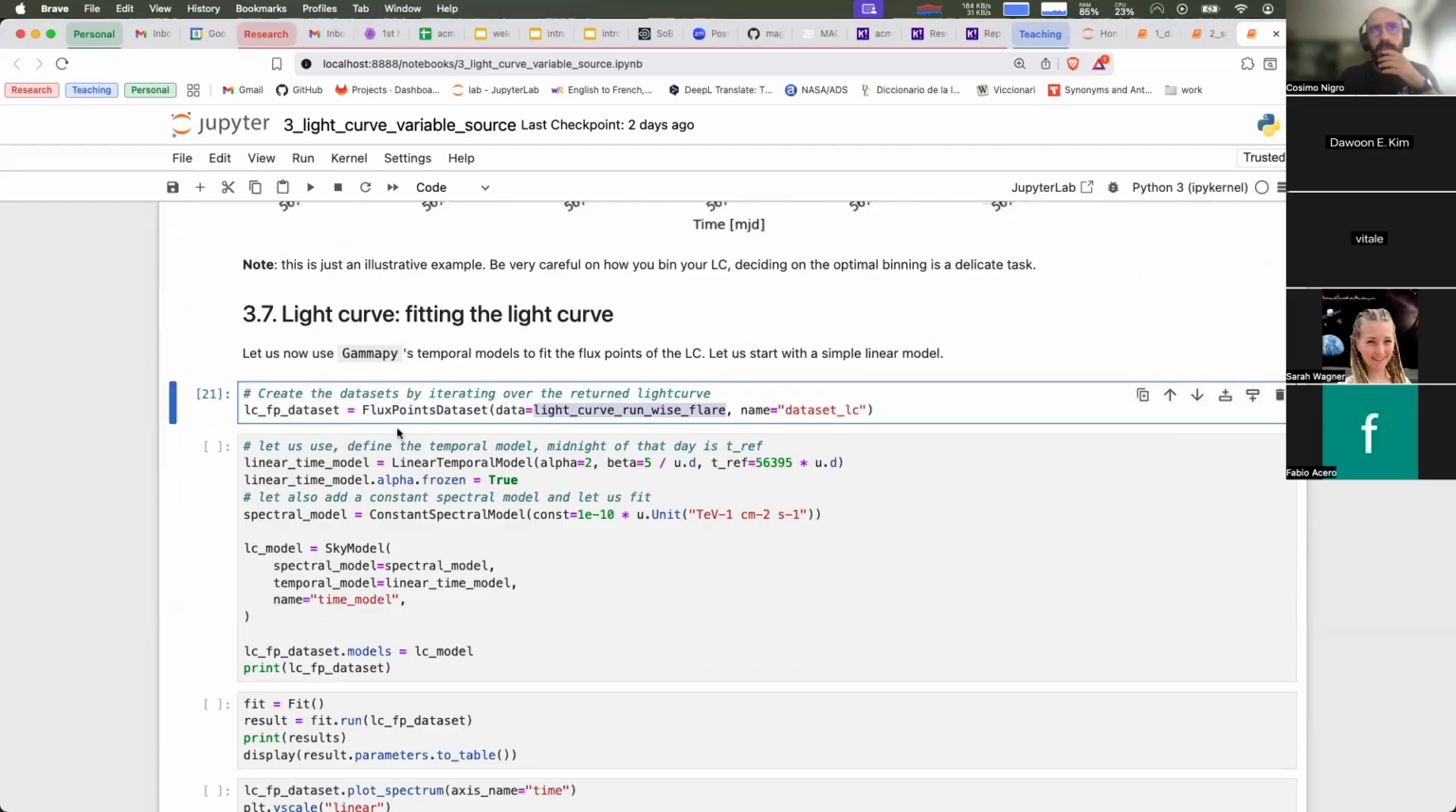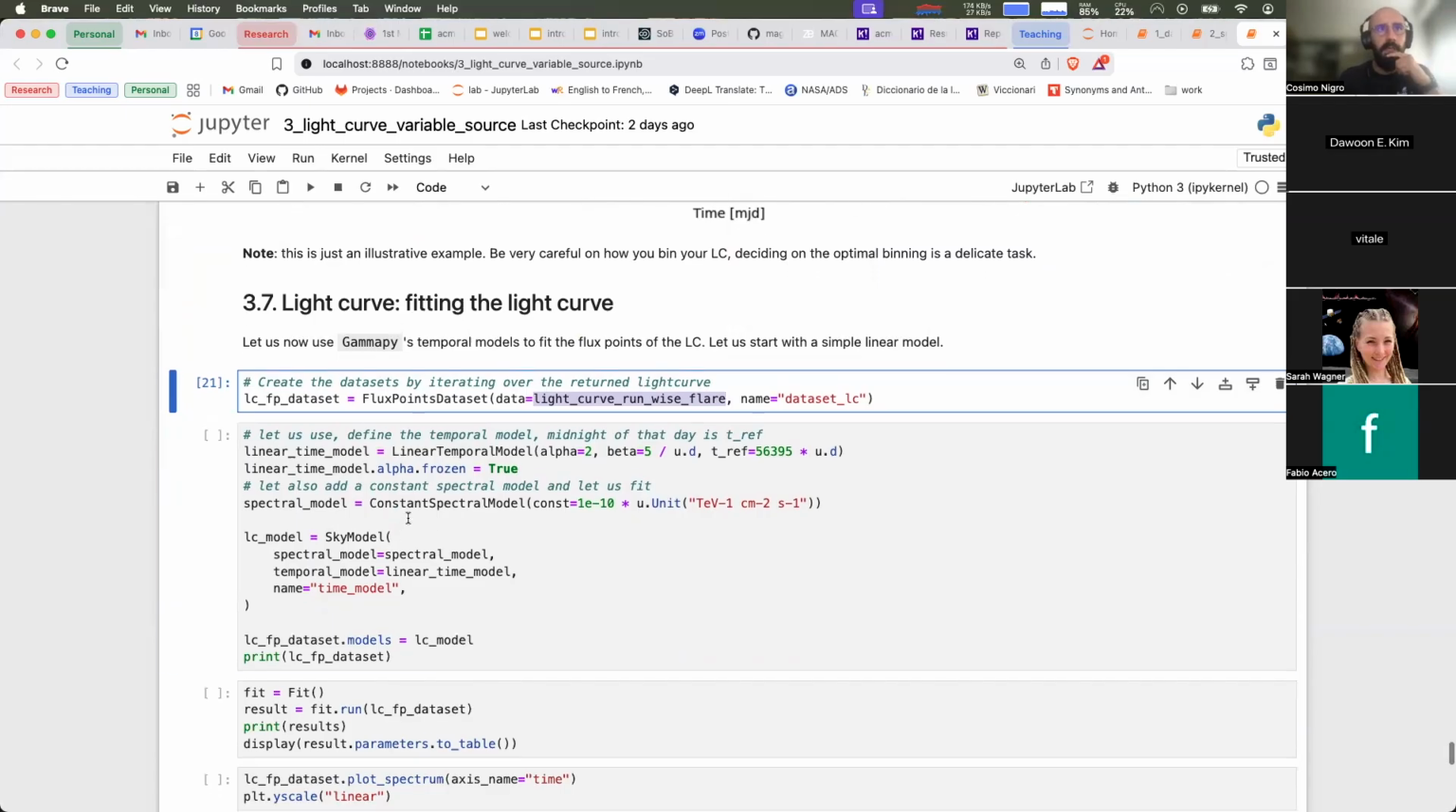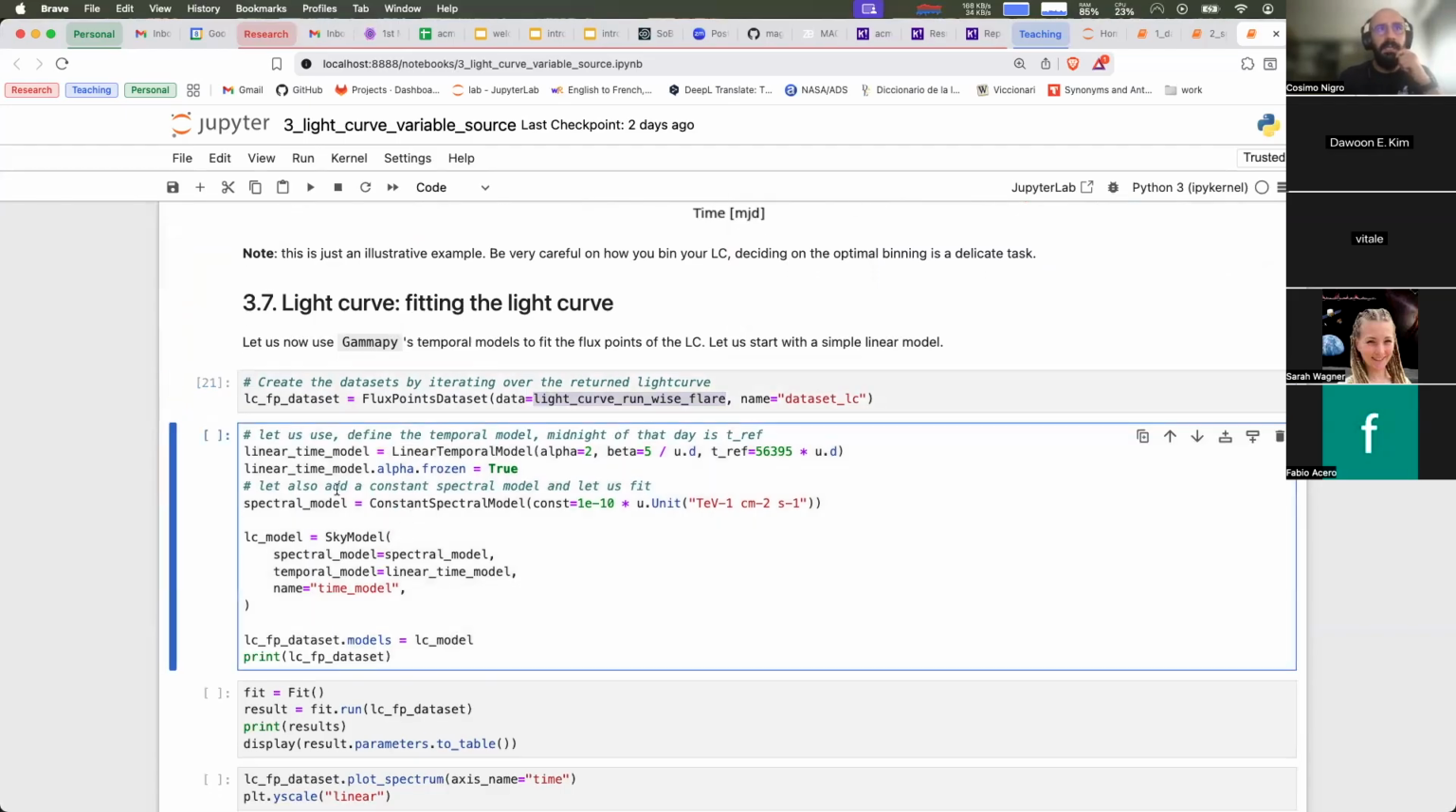So I transform this into a flux point data set. A flux point for Gammapy can be both in energy or in time bins, okay? Then I define a time and a spectral model. For the spectral model, in this case, I use a constant, right? I'm just fitting in an energy bin. I'm just estimating the integral flux between 1 TeV and 100 TeV. I don't remember, so I don't need to adjust this. This is a constant for me, right?